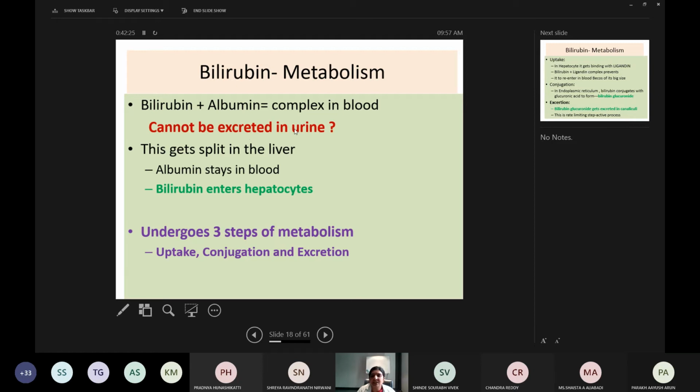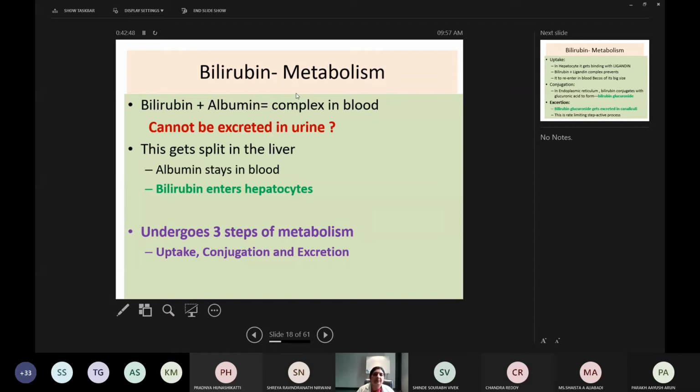It appears as urobilinogen only in excess, whenever there is excess production of bilirubin, as in hepatitis or jaundice. Okay, so that's the reason. If you remember the factors affecting filtration in the renal system, the size and charge of the molecule count.